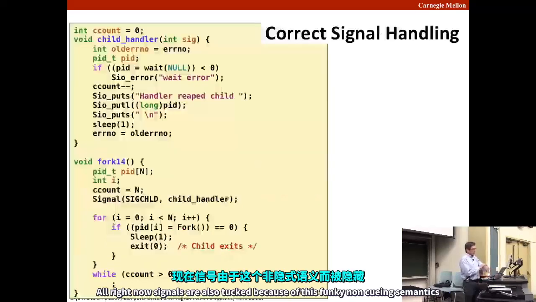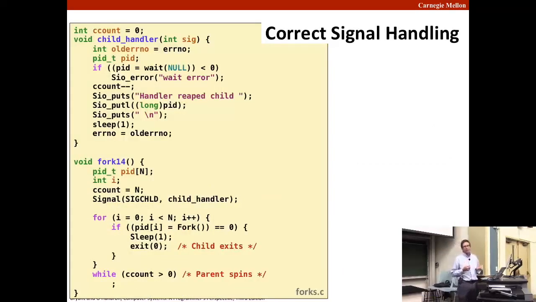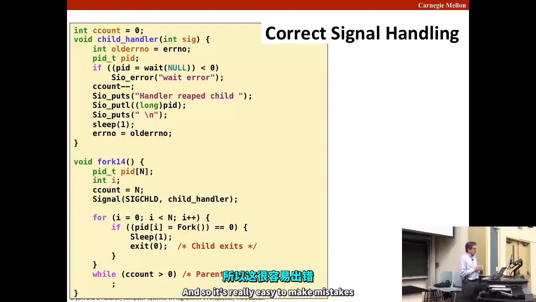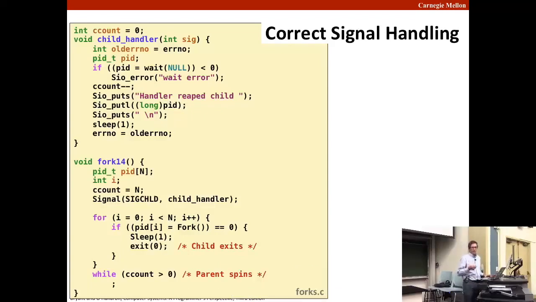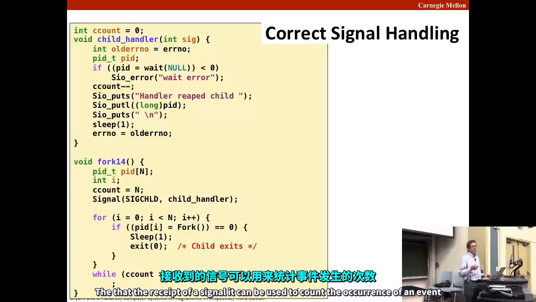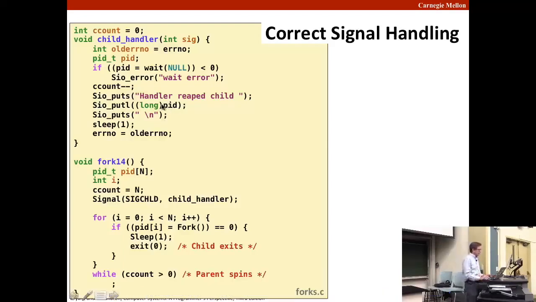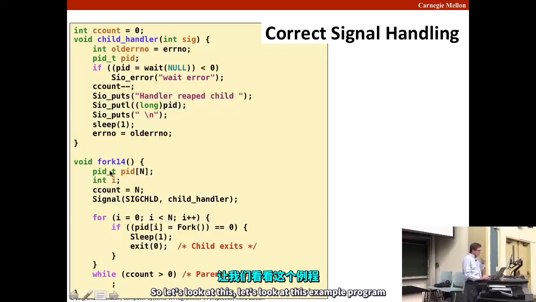All right, now signals are also tough because of this funky non-queuing semantics. And so it's really easy to make mistakes when you have an implicit assumption that the receipt of a signal can be used to count the occurrence of an event. So let's look at this example program.